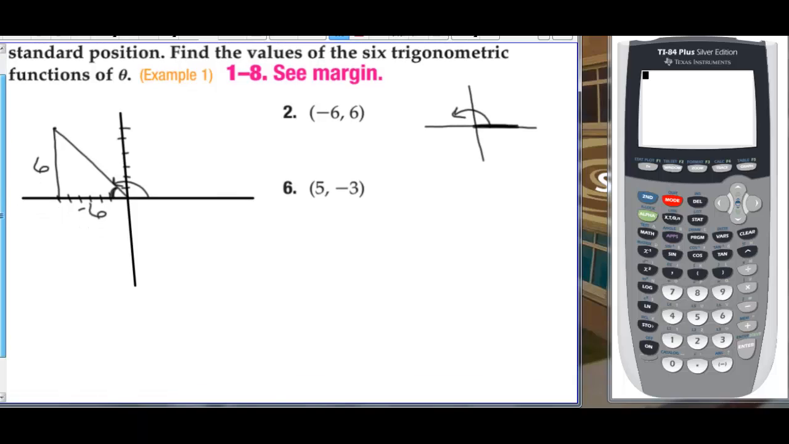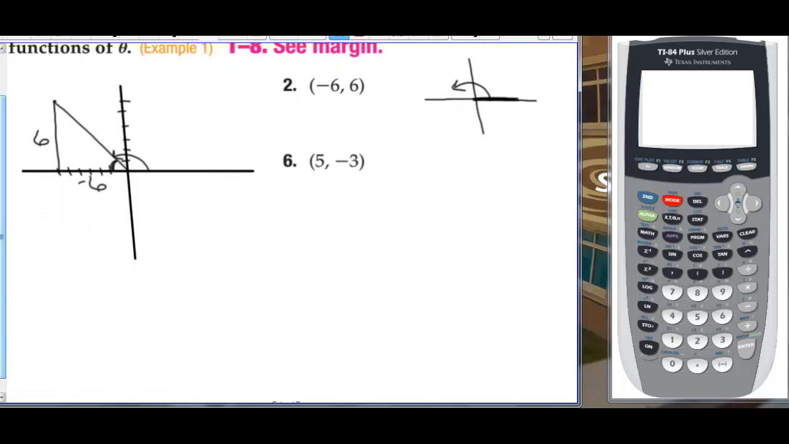We are asked, if this is negative 6 and that's 6, what's the hypotenuse just from what you know about that special right triangle? What is it? 6 square root of 2, right? It's 6 square root of 2. Now you can do the Pythagorean theorem and get that 6 square root of 2. It'll be the same thing.